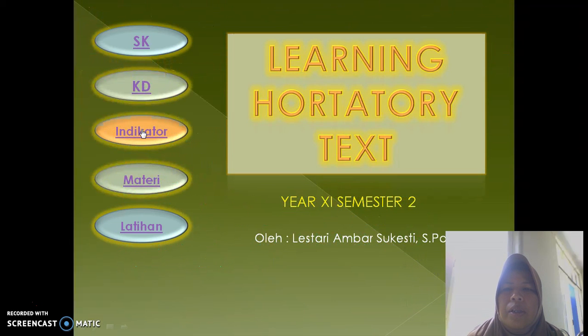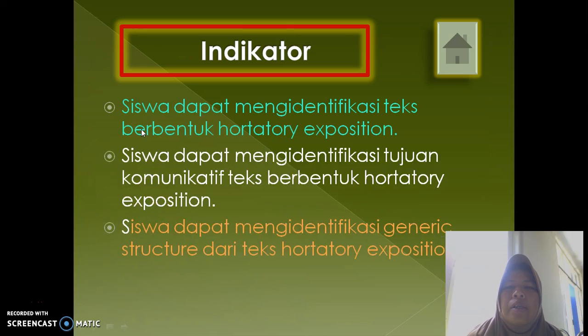Now, take a look at the indicator. In the indicator, siswa dapat mengidentifikasi teks berbentuk hortatory exposition. Siswa dapat mengidentifikasi tujuan komunikatif teks berbentuk hortatory exposition. Siswa dapat mengidentifikasi generic structure dari teks hortatory exposition.